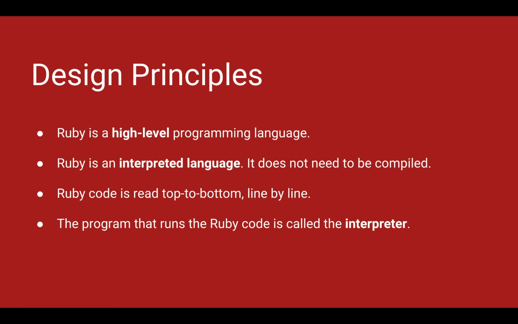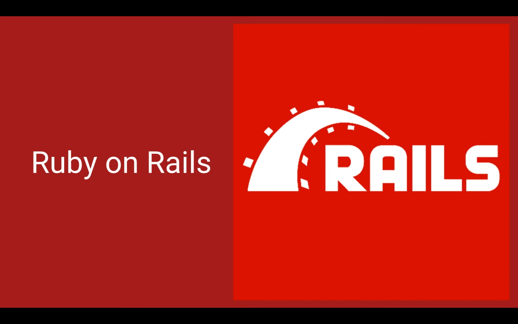I want to offer a quick side note on Ruby on Rails. Ruby on Rails is a popular web development framework that's built on top of the Ruby programming language. So just to reiterate, Ruby is not the same thing as Ruby on Rails. Ruby on Rails is an extension, it's an add-on, it's an extra thing that's built on top of Ruby.